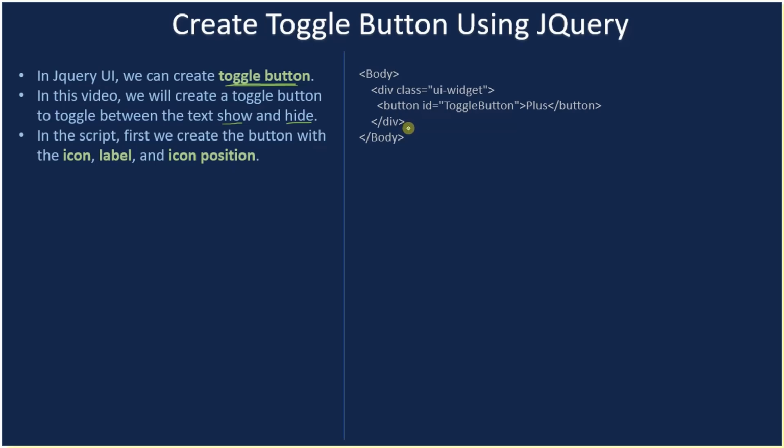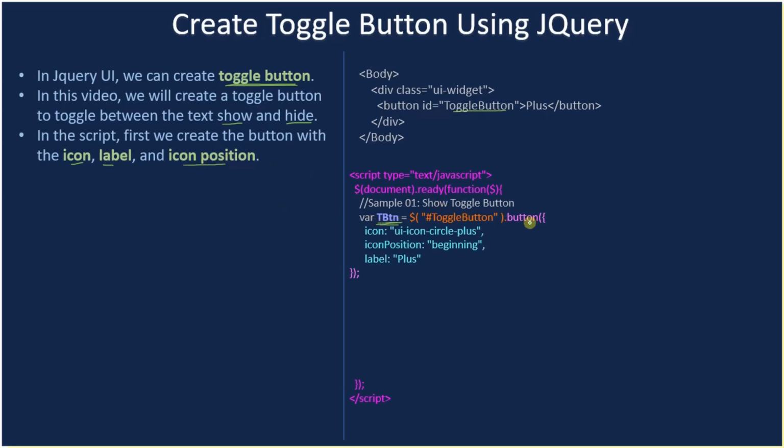In the script, first we create the button with the icon, label and icon position. If you see, this is our document ready, right? Here we are taking the toggle button. The ID, if you see, is toggle button. Then we are making a call to the button function, right? This statement will convert this normal HTML button into a toggle button, and we are storing that inside a variable, tbtn.